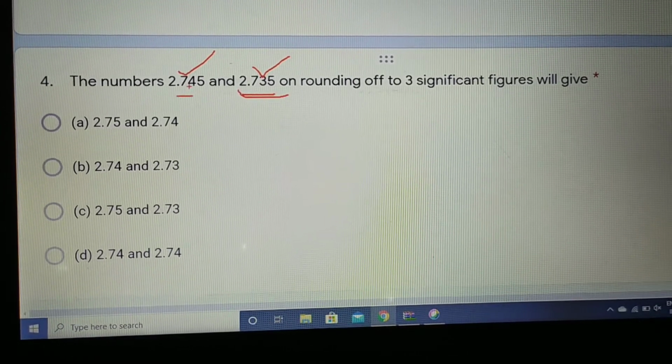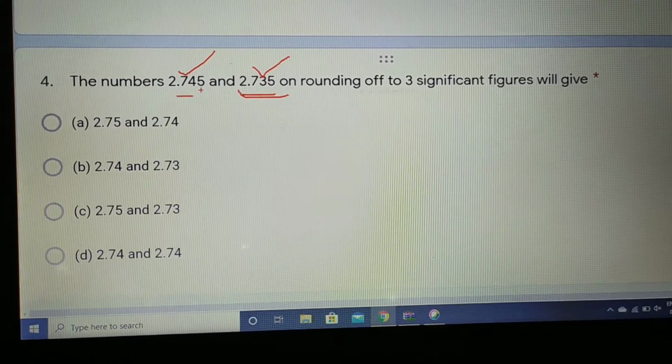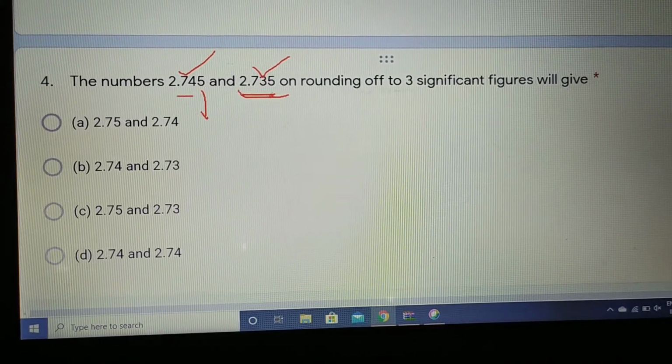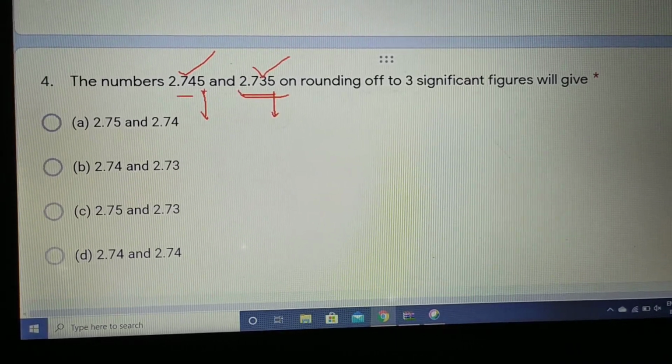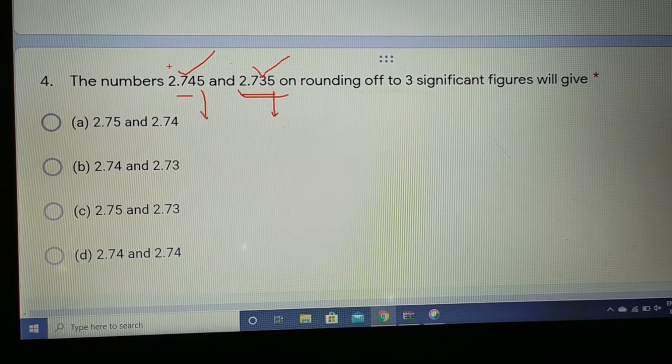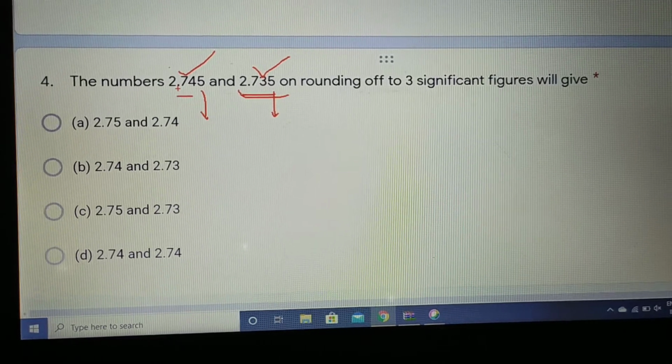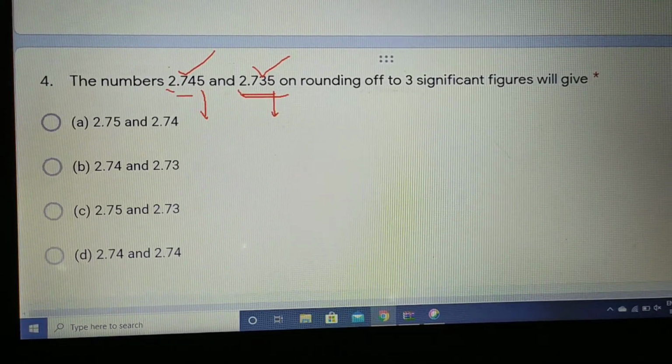How can we do that? What we have to do for that? We have to remove the last number from both the numbers, that is 5. How can we do so? At the last point we have to find the number up to 3 digits, that means 2.74. We have to find the number up to here only. So what can we do?